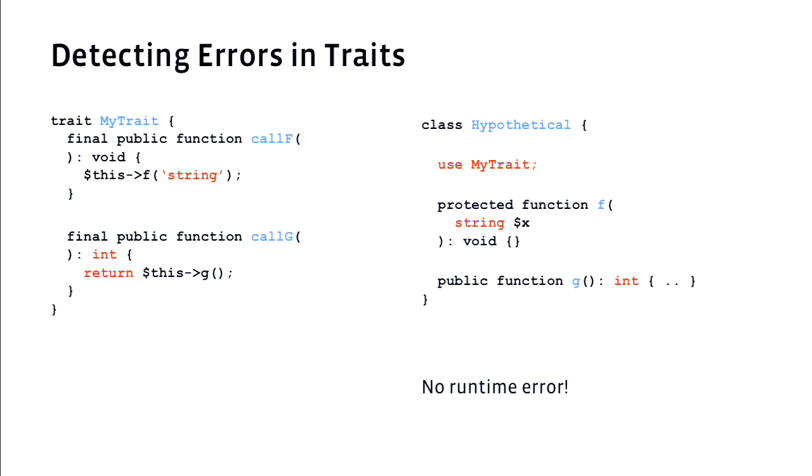So it's possible that you're looking at a hypothetical class that uses the trait, and it declares the function f, and it declares the function g, and f takes a string parameter. Okay, we're passing it a string parameter. g returns an integer, and we're returning g, and it's supposed to be an integer. Sweet, no runtime error. Okay, but does it mean that just because there's no runtime error here, that my trait is not a ticking time bomb of errors? Well, maybe, right? It depends on all of the cases of how my trait is used in the codebase.